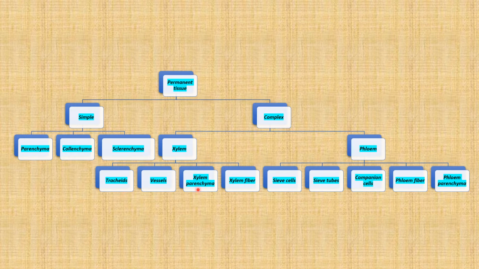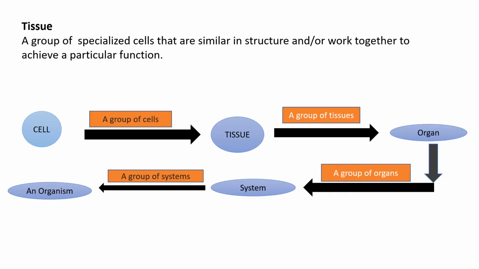Xylem has four types. What are they? Tracheids, vessels, xylem parenchyma and xylem fiber. And in case of phloem tissue, we can see five types of tissue. What are they? Sieve cells, sieve tubes, companion cells, phloem fiber and phloem parenchyma. Here the names are very difficult, but when we go to the discussion, it will get easier for us and we will remember easily. So now come to the next.